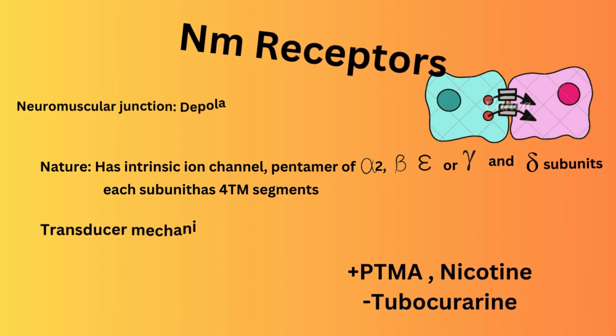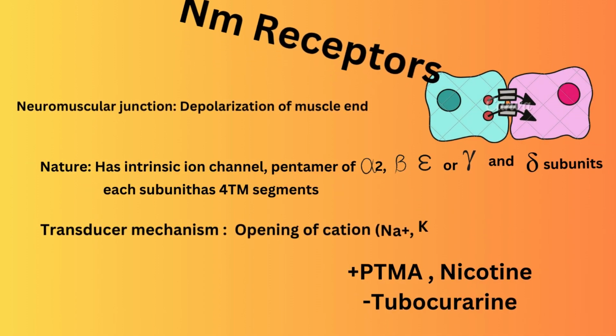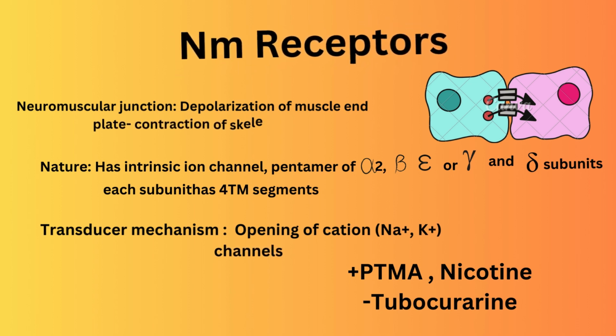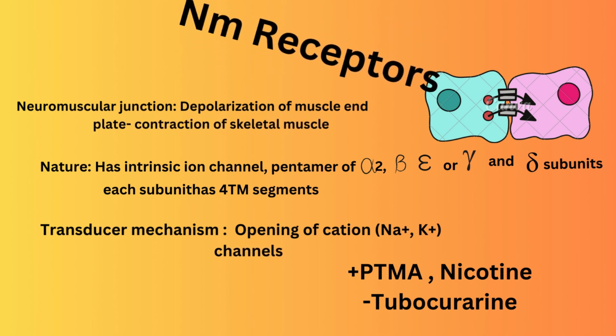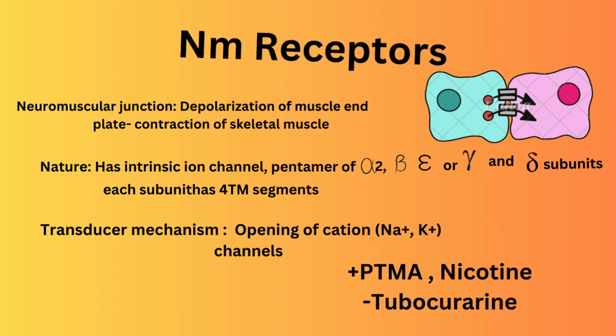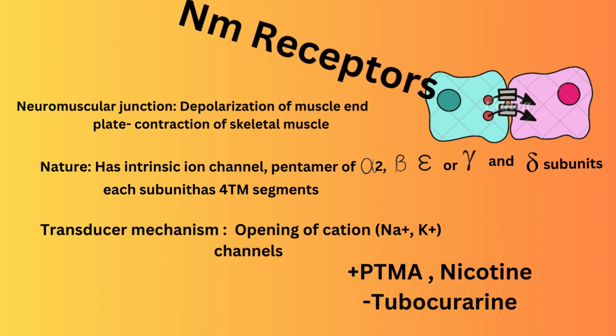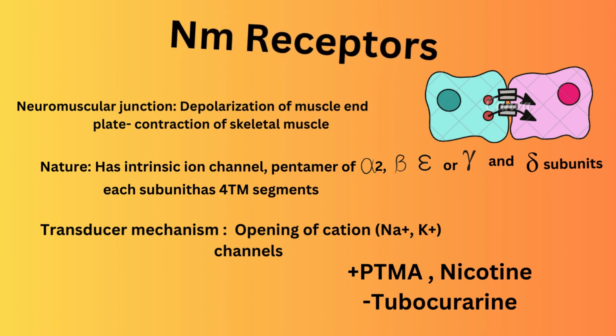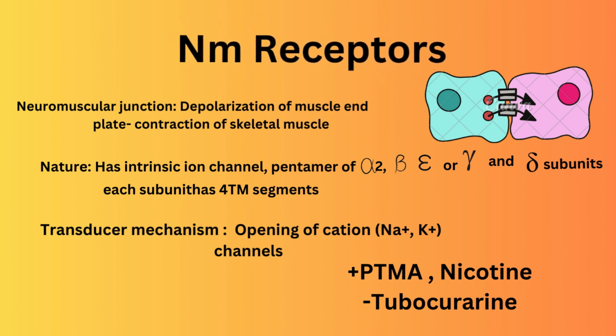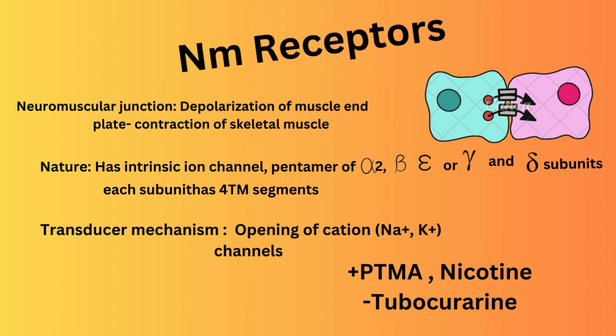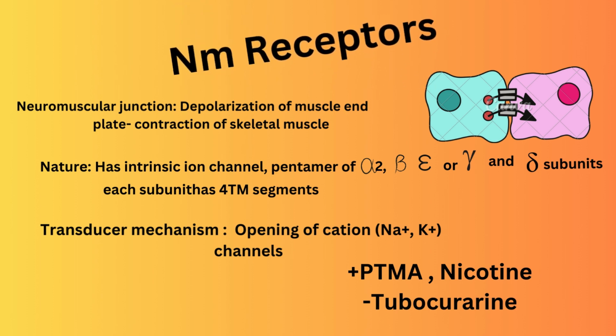Next, we can move to the second class of receptor, that is nicotinic receptors. First is the NM receptor, which causes contraction of skeletal muscles by depolarization of the muscle end plate in the neuromuscular junction. This is a pentamer receptor with alpha-2, beta, gamma, and delta subunits and has 4 TM segments. It causes opening of sodium and potassium channels. Nicotine is its agonist drug and tubocurarine is its antagonist drug.